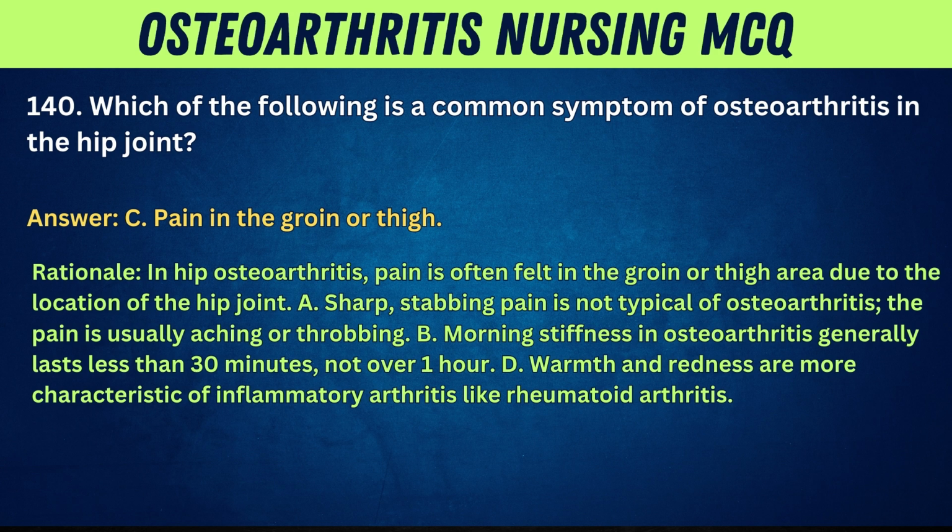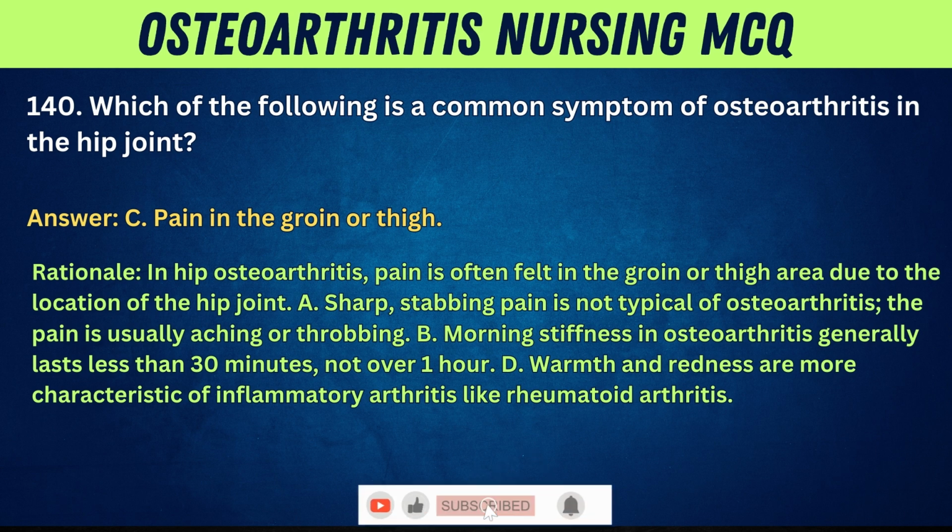hip joint. A. A sharp, stabbing pain is not typical of osteoarthritis. The pain is usually aching or throbbing. B. Morning stiffness in osteoarthritis generally lasts less than 30 minutes, not over 1 hour. D. Warmth and redness are more characteristic of inflammatory arthritis like rheumatoid arthritis.